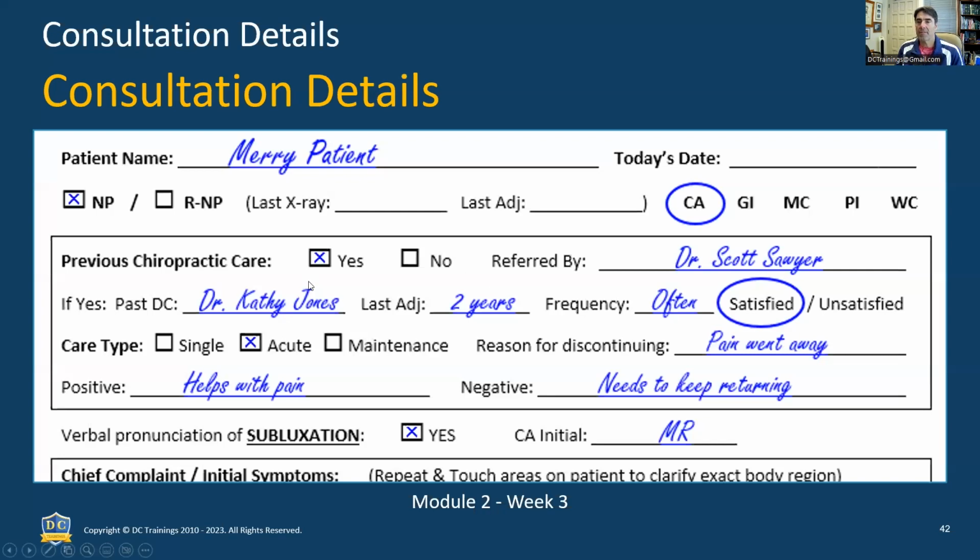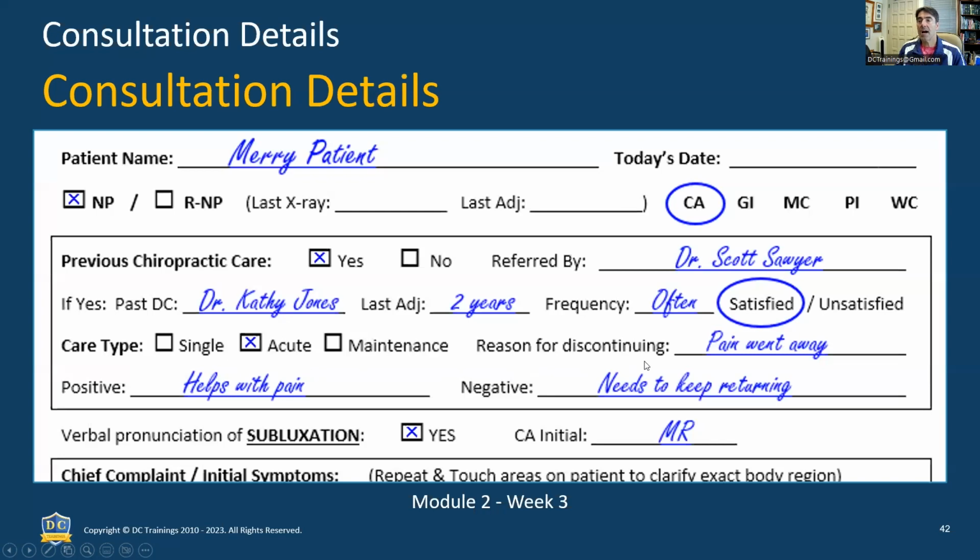So in terms of that previous chiropractic care, we want to know who was the last chiropractor that they saw, if possible. When was their last adjustment? What was their frequency? And were they satisfied or unsatisfied? What type of care were they receiving? Was it a single one-time adjustment? Was it an acute adjustment? Was it for maintenance care? And then why did they stop going?